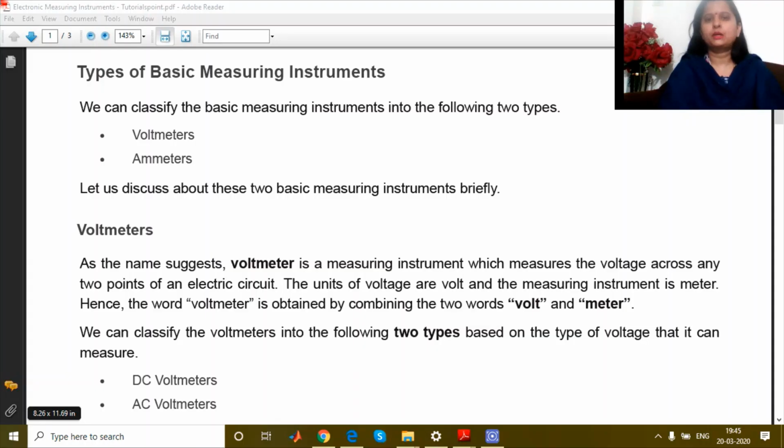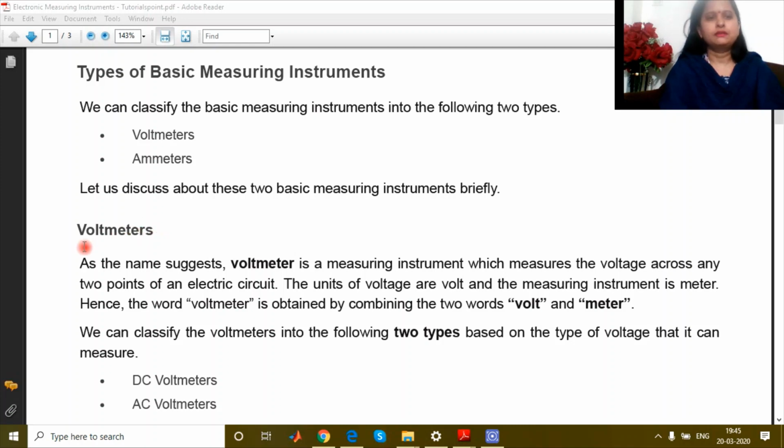to discuss the basic types of measuring instruments. In an electrical system, we can classify the basic measuring instruments into the following two types. First is the voltmeter and the other one is the ammeter. So let us discuss these two basic measuring instruments in brief.